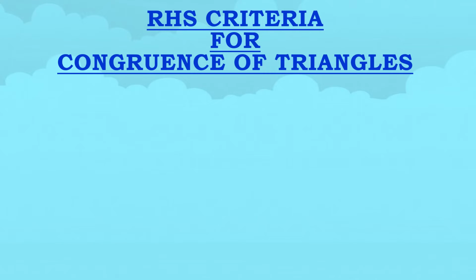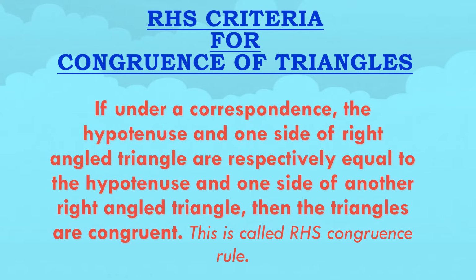So first of all, let's see what the RHS criteria for congruence of triangles is. What is the RHS criteria? Because till now we have done SAS and those rules, in which S means side and A means angle. Now the RHS rule means: if under a correspondence the hypotenuse and one side of a right angle triangle are respectively equal to the hypotenuse and one side of another right angle triangle, then the triangles are congruent. And this is called the RHS congruence rule.